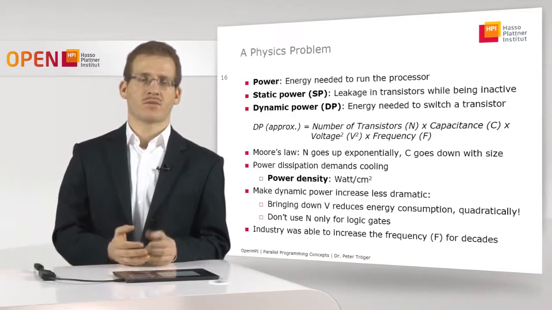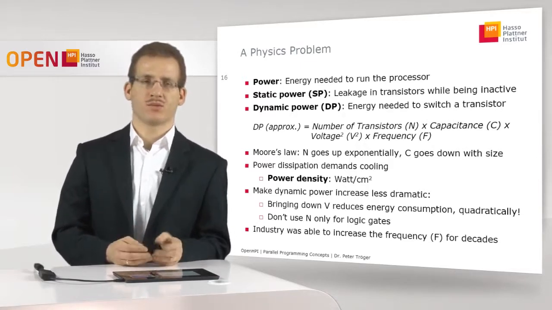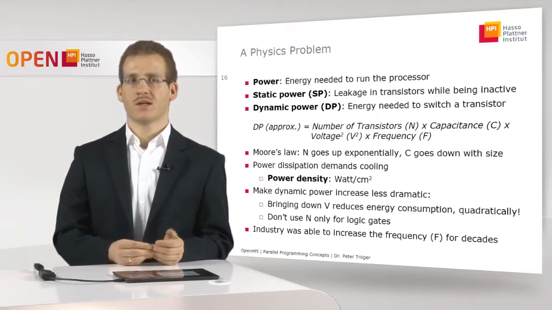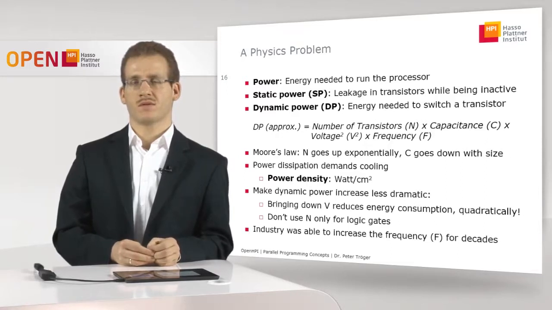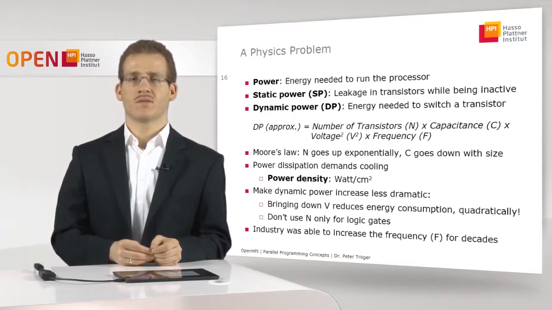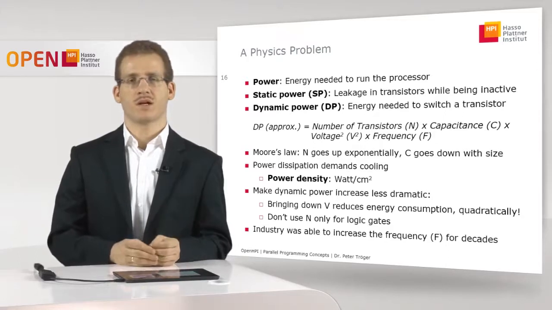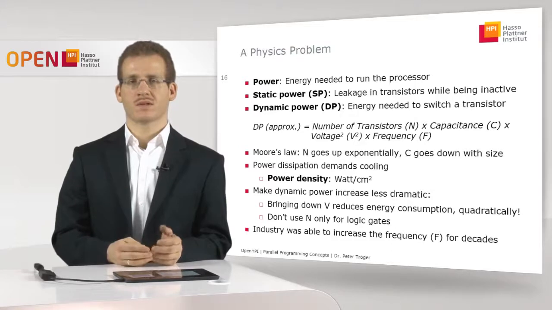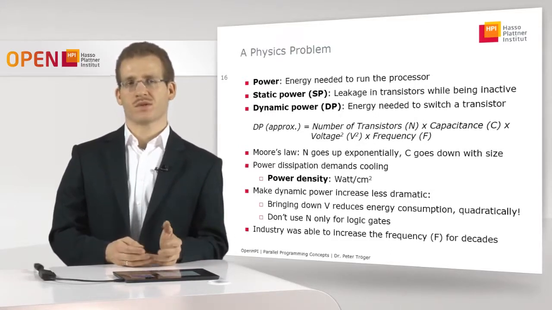So how can you deal with that problem? The historical approach to deal with the dynamic power increase that comes from Moore's law is to bring down the voltage. Why this? Because voltage is used in the dynamic formula to the power of 2. So if you decrease the voltage for the processor, you actually can reduce the energy consumption quadratically, which is a really huge impact. So this was an easy approach to deal with the larger amount of transistors and their power needs by just reducing the voltage step by step with each processor generation.